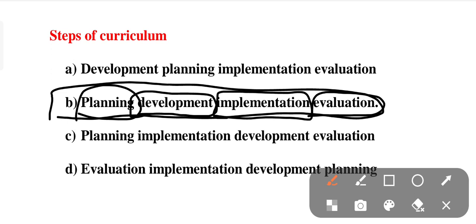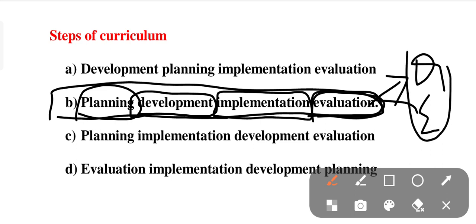For example, we will give a small lecture for some students. Okay, finally, how do you know that the students learned something from the lesson you taught? That is only by evaluation. Okay, by asking questions or conducting exams. So through these methods we can evaluate how far the objectives are reached. So the steps of curriculum are planning, development, implementation and evaluation.